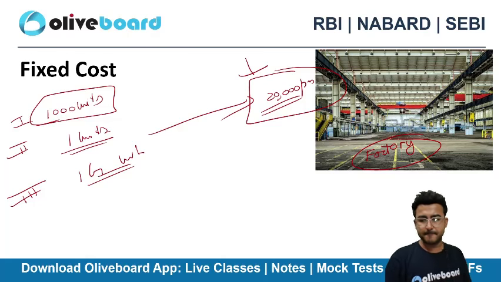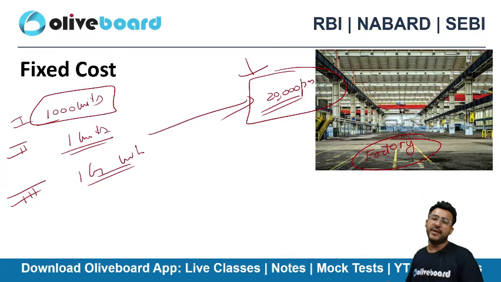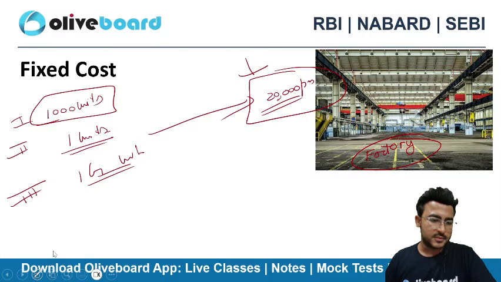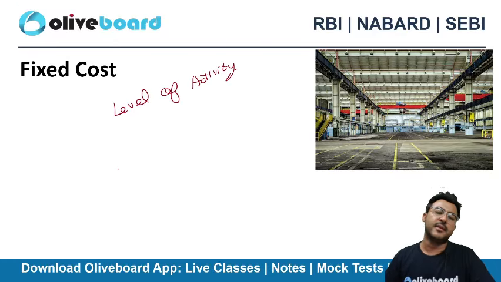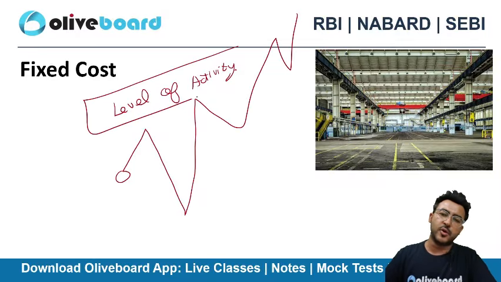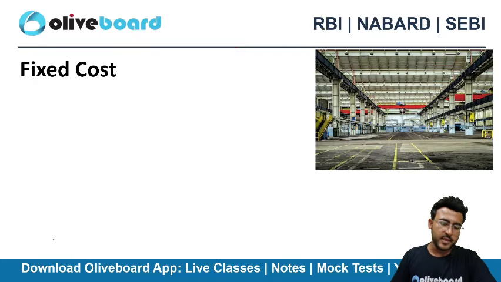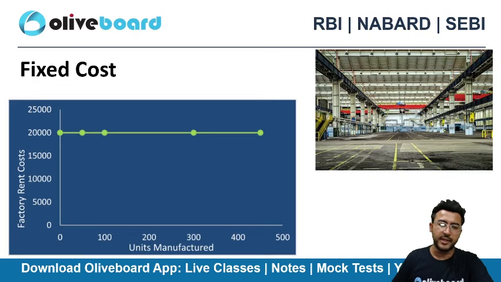Salaries, yes. So those are expenses that remain fixed irrespective of the level of activity. Sir, what do you mean by level of activity? It doesn't matter if I produce 0 units, or 1,000, or 2,000, 10,000, 1 crore, the cost will remain fixed only. That is called the level of activity. Level of activity means output, how much output I am making. That's called LOA, level of activity.